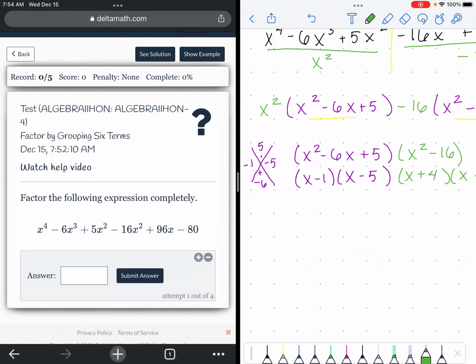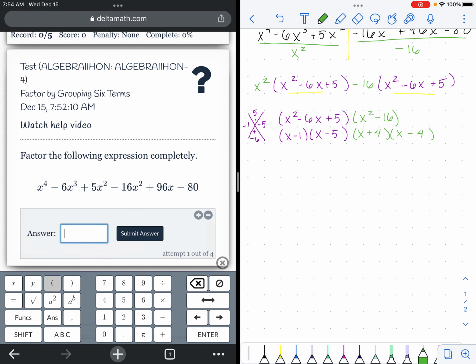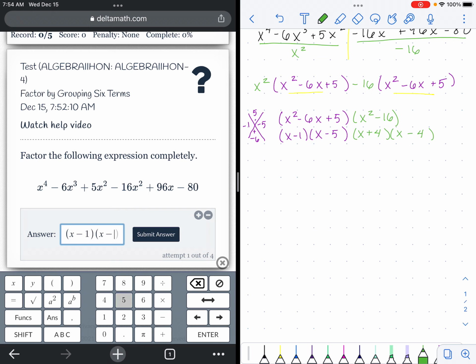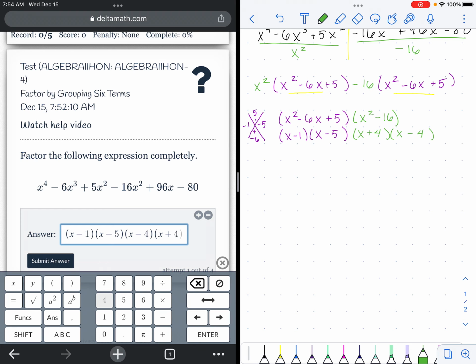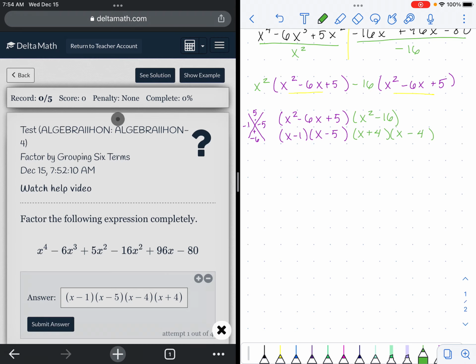So like if I was doing this on the Delta Math website, I would just type all of that in as my answer. So just to show that we got this right, I'm going to type this in, fully factored. Hit submit, and there we go.